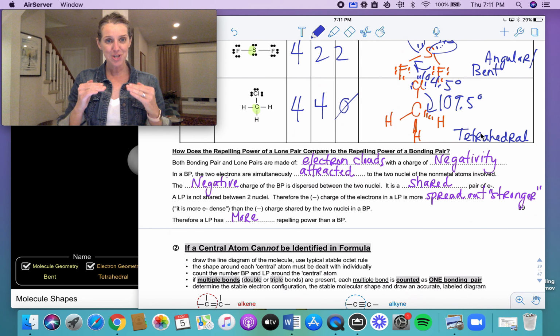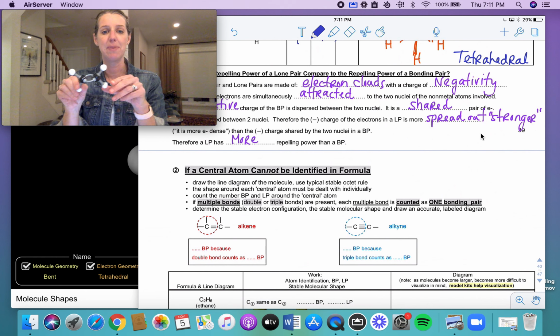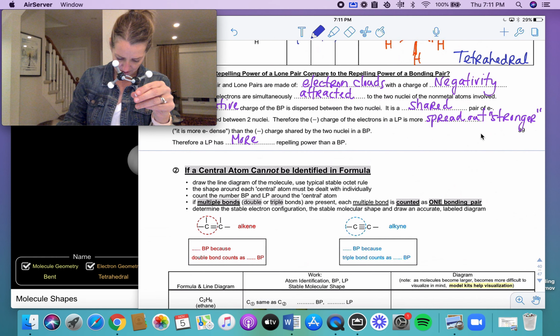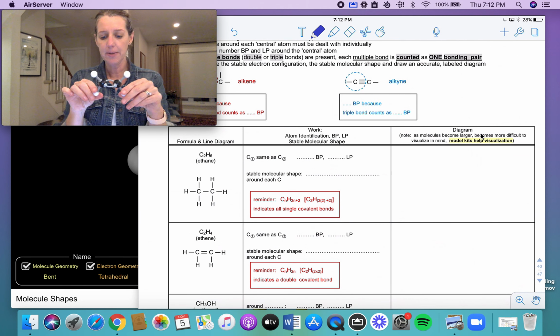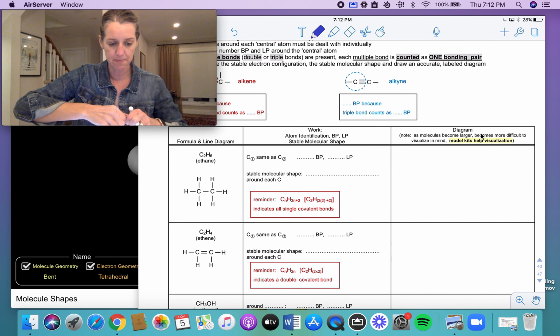All right, part 2, which is the last part here. What if you can't figure out what the center atom is? What if you have a molecule like ethene? Is this on our example? Ethene, right there, the second one down. Okay, if you had ethane, let me just show you the difference between these ones here.